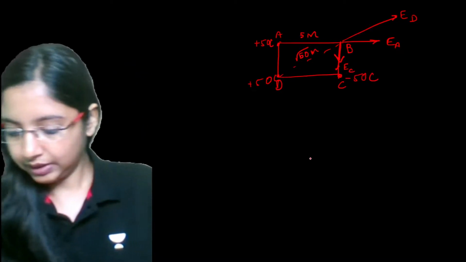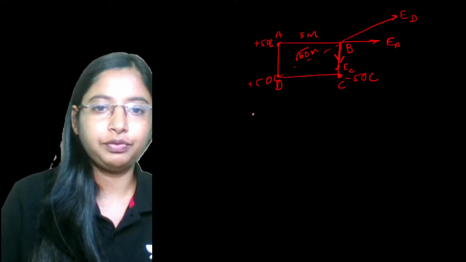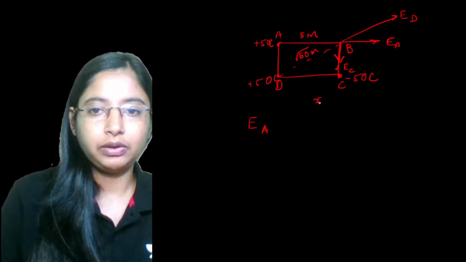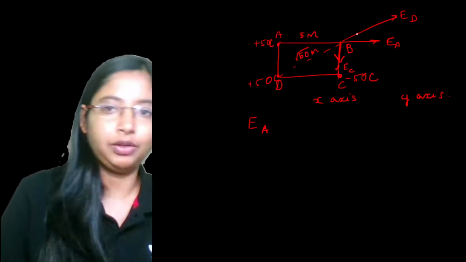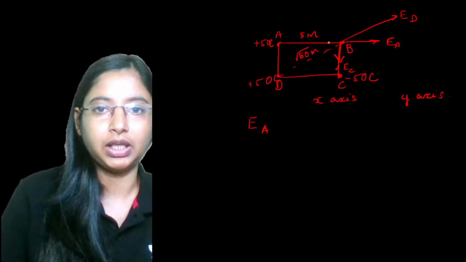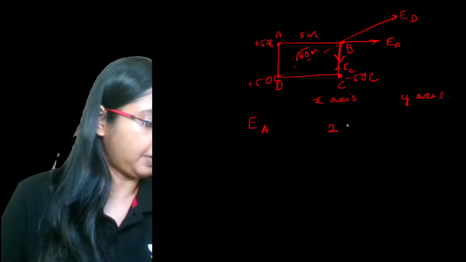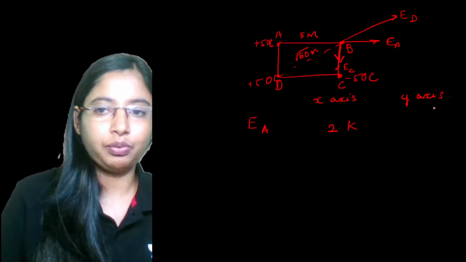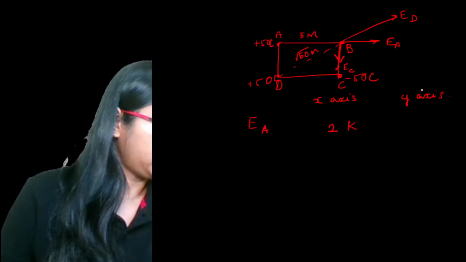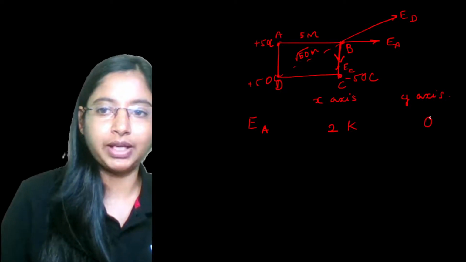Okay. Now using this information, for EA, let's look at the x-axis component and the y-axis component. This component EA is along the x-axis, and we found the force acting on this point P because of this point A, which is along the x-axis, and the magnitude was found to be K. Now if you look at the y-axis, this electric field does not have any component in the y-axis, so that is 0.